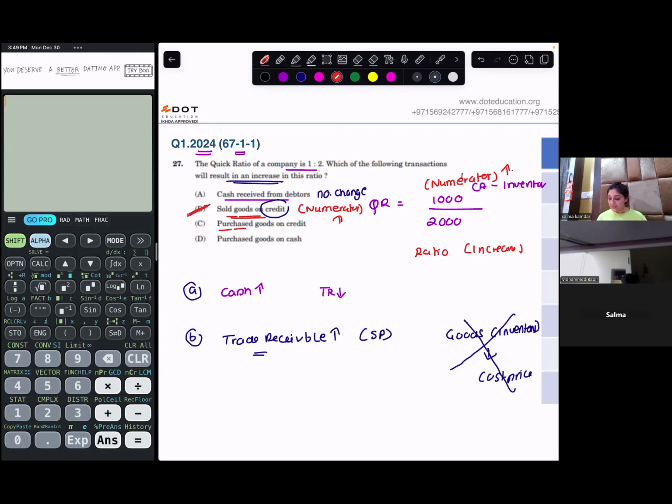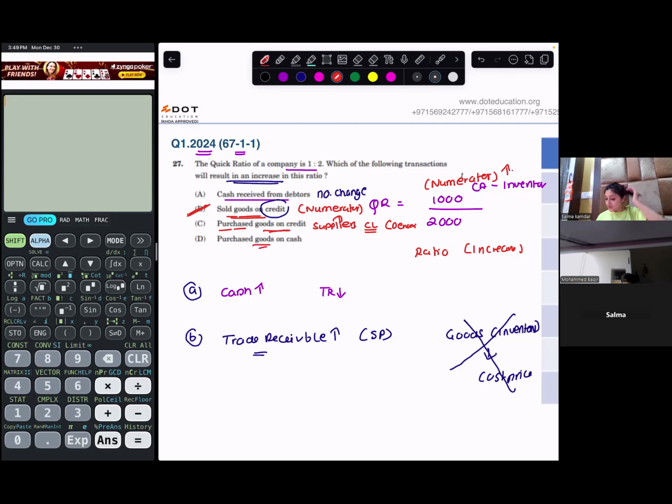Purchase of goods, this is related to suppliers. That means it is related to the current liabilities. This is related to the denominator, so it will not result in an increase in the ratio. So you do not look at this.